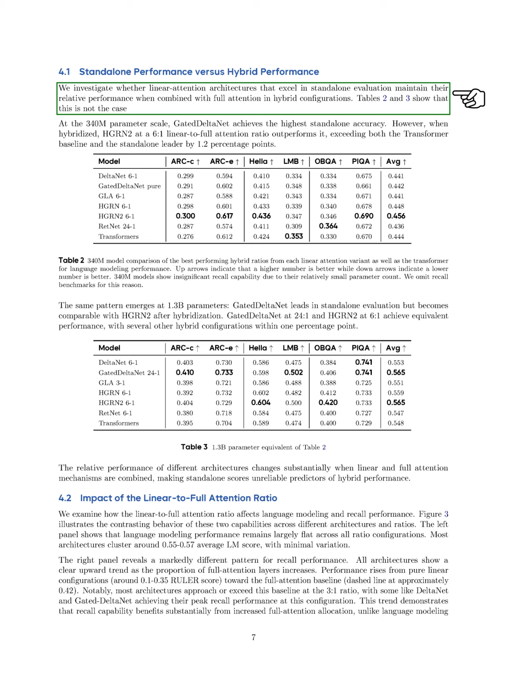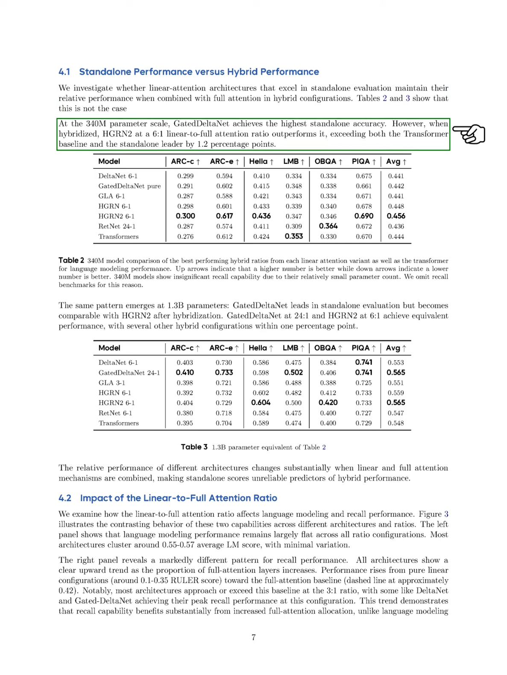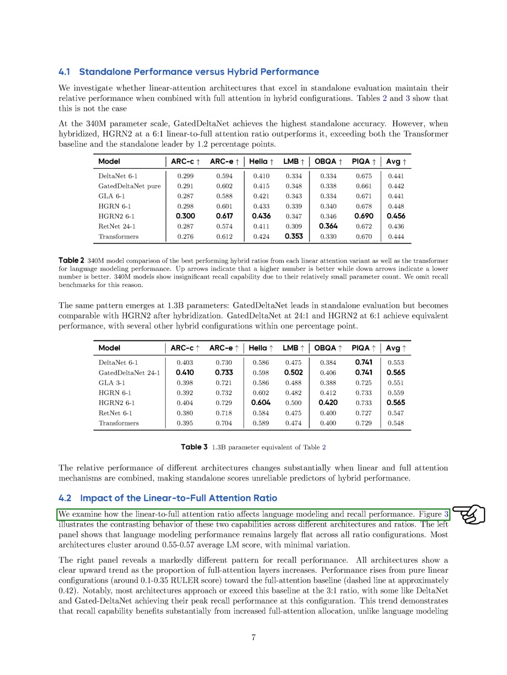We find that linear attention architectures that perform well on their own do not necessarily maintain that performance when combined with full attention. For instance, at the 340M parameter scale, Gated DeltaNet has the highest standalone accuracy, but when hybridized, HGRN2 outperforms it at a 6:1 ratio. This trend continues at the 1.3B parameter scale, showing that the combination of attention types significantly alters performance.